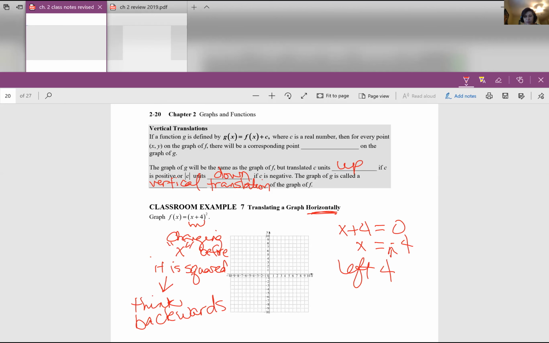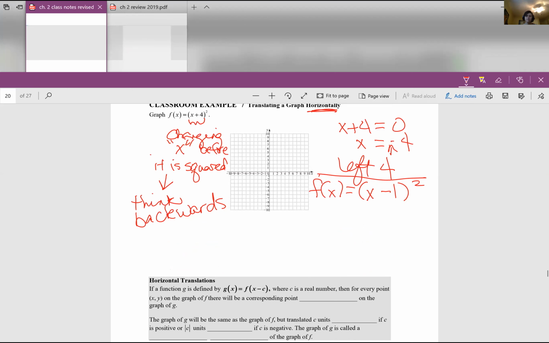What do you think it would have been if it had looked like this? Suppose it was f of x equals, and I would have (x - 1) in parentheses squared. What do you think that would cause it to do? Go to the right. Go to the right how many? 1. So that would move to the right 1. Make sense? You're going to have to study this to make sure you get it down.